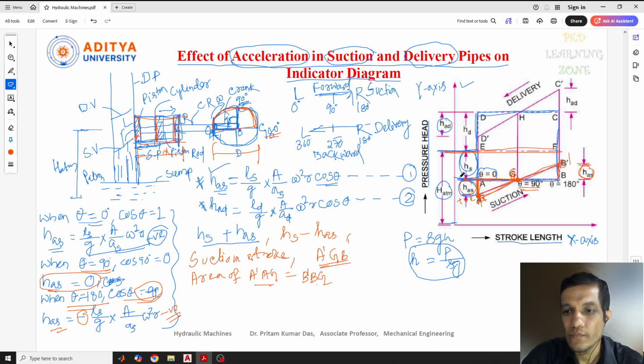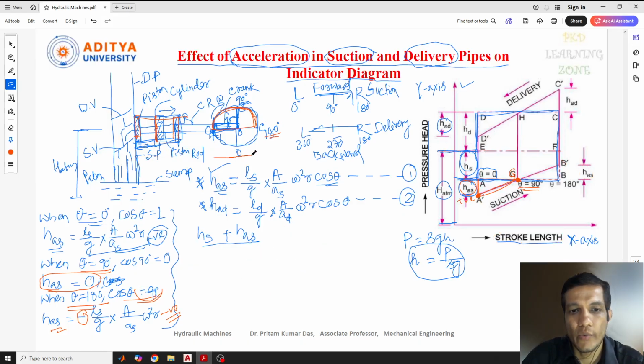And stroke length, I hope you understand, because the stroke length is nothing but the length the piston covers inside the cylinder, and how much stroke is given here.